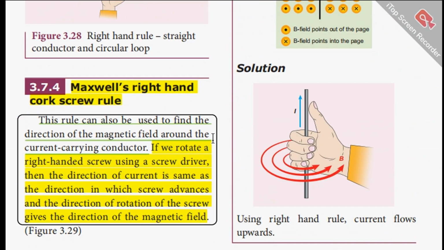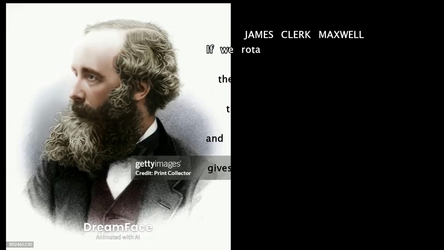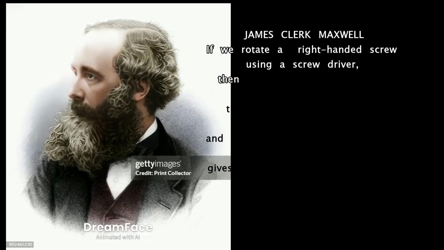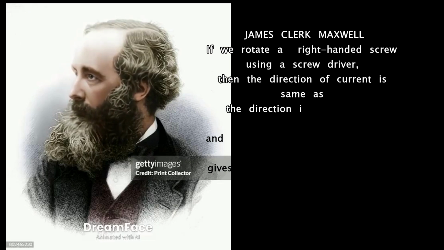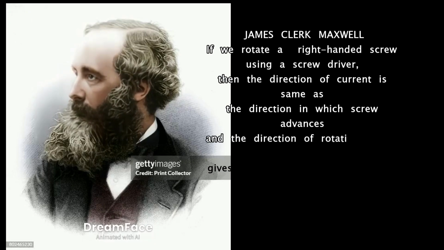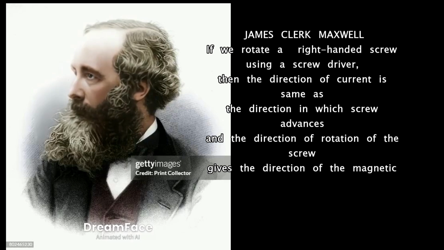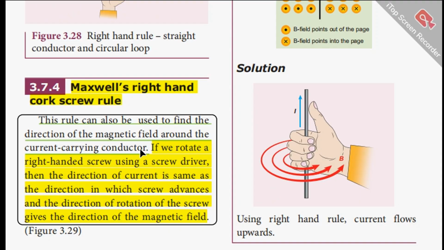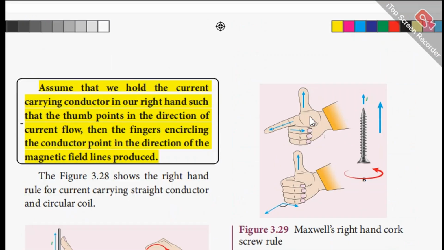Whereas Maxwell's right hand corkscrew rule is used to find the direction of magnetic field around a current carrying conductor. Hi, I am James Clerk Maxwell. Here's my right-hand corkscrew rule. If we rotate a right-handed screw using a screwdriver, then the direction of current is the same as the direction in which the screw advances, and the direction of rotation of the screw gives the direction of the magnetic field. And that is given in this diagram like this.